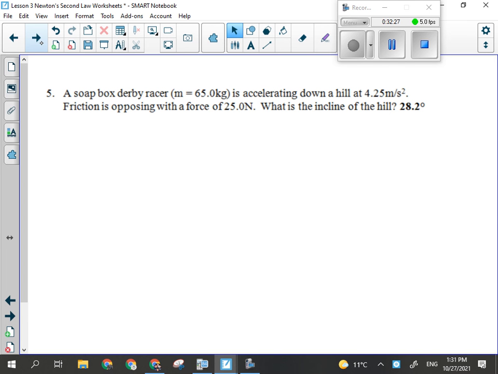All right, try that one. This one you're looking for the incline of the hill. Incidentally, tomorrow's quiz will probably have an inclined plane on it, and probably a vector question on it. Just saying. I'll post an example after school like we usually do.